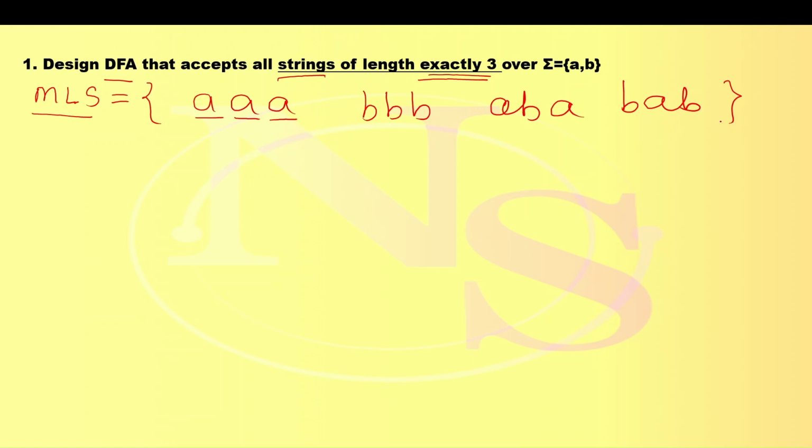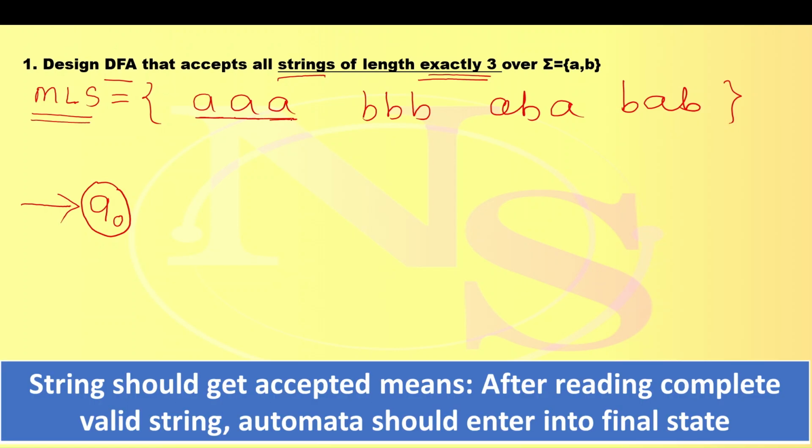If any string comes with length less than 3, it won't be allowed. If it is more than 3, it will also not be allowed. So once I understand this condition, let's start designing the automata. Our automata starts with the state q0. As there is no epsilon in the minimum length strings, our q0 will not be a final state. Then triple a should get accepted, or I can say triple b should get accepted.